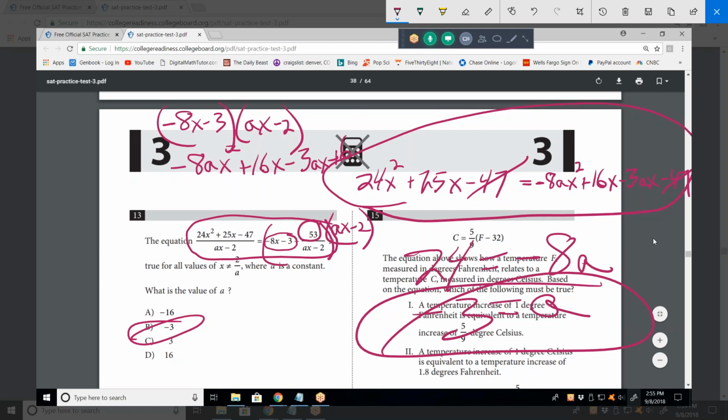In other words, that coefficient has to be equal to that coefficient. What does 25 have to be equal to? Well, if I factor out an x here, I get an x times its coefficient, 16 minus 3a. So I could also say 25 has to be equal to 16 minus 3a. And that will also give me the answer of minus 3 for a. But this technique of equating coefficients is one that you occasionally will have to use.